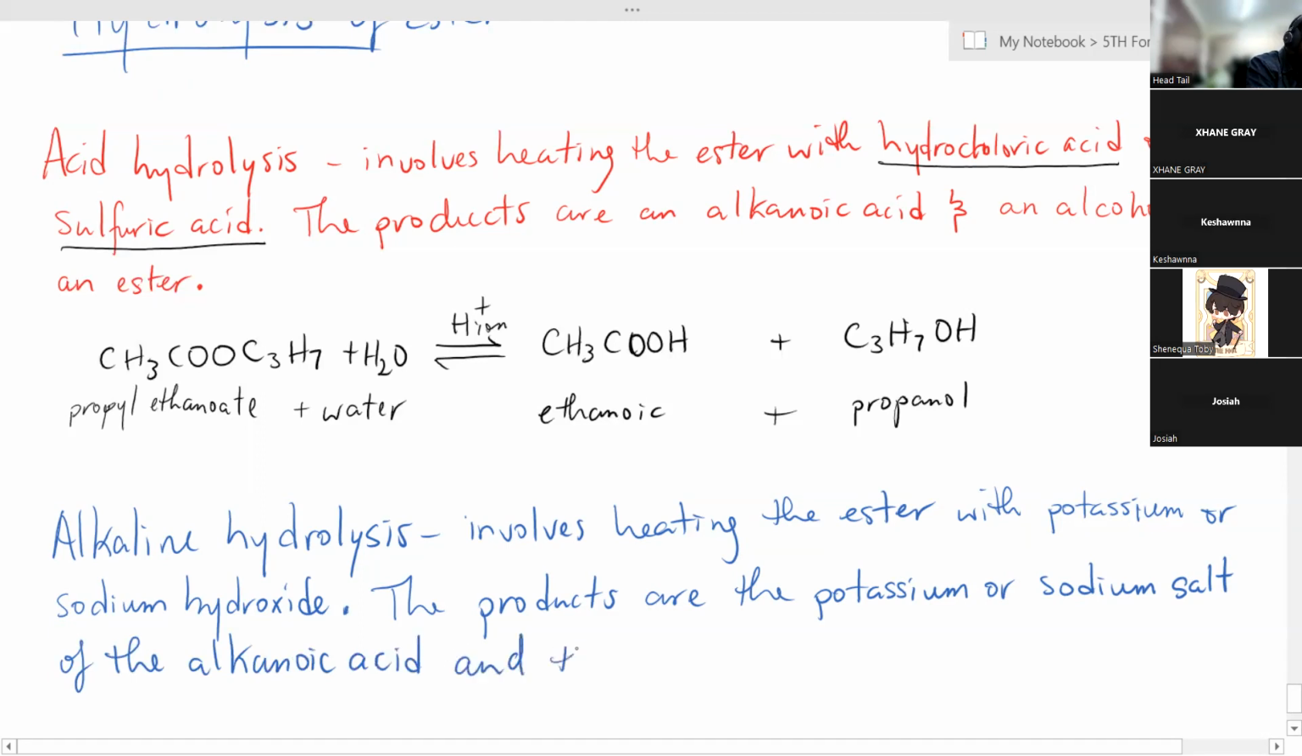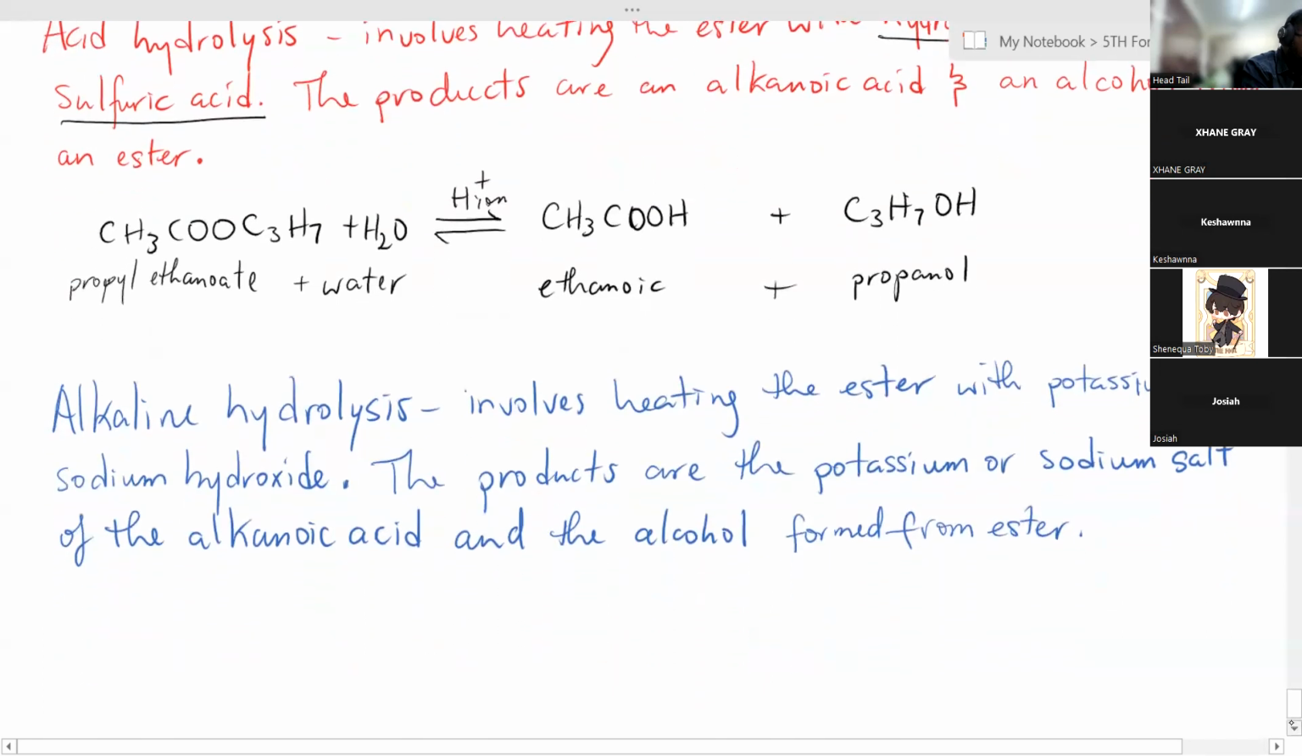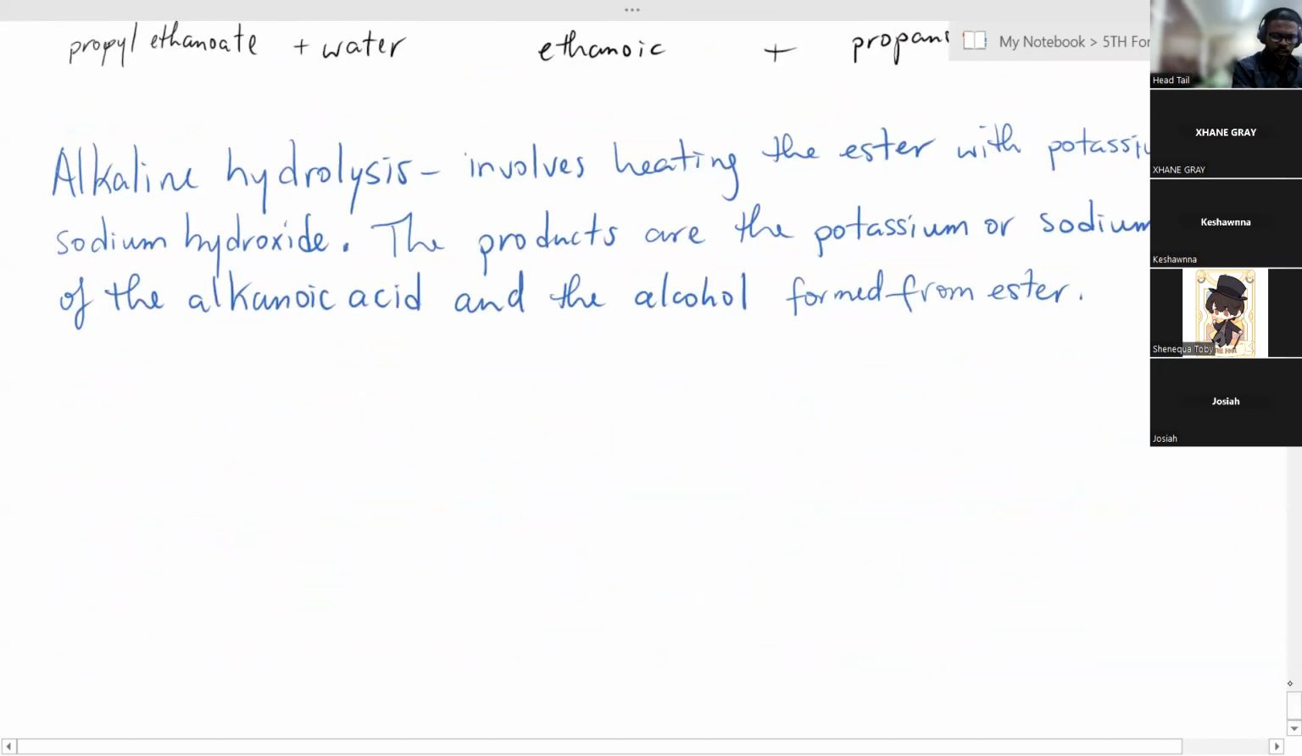And the alcohol formed from the ester. All right.